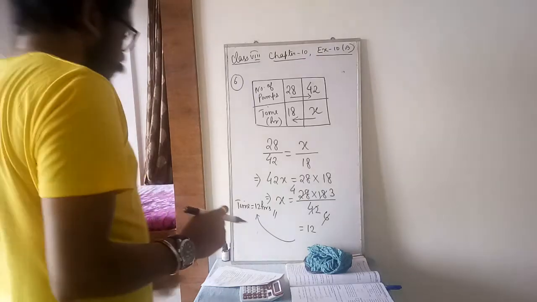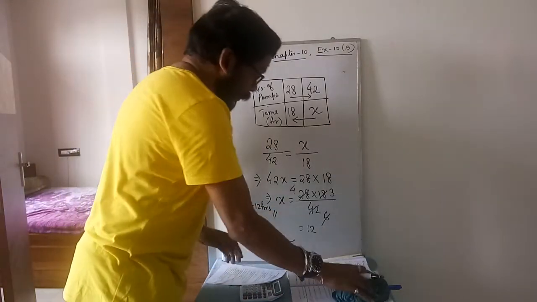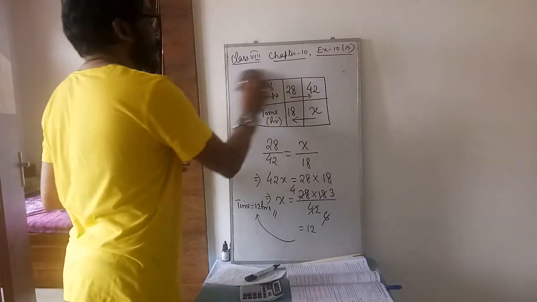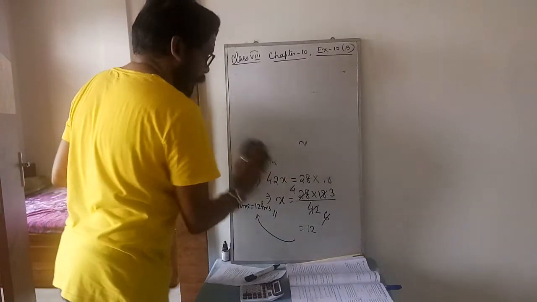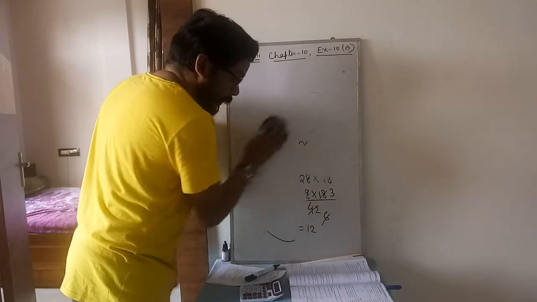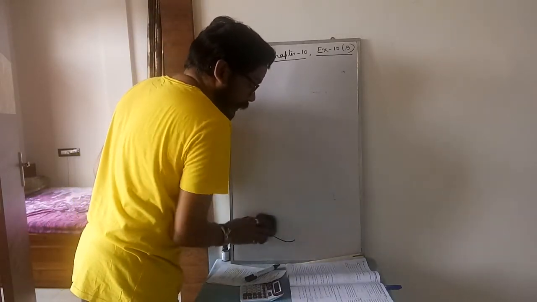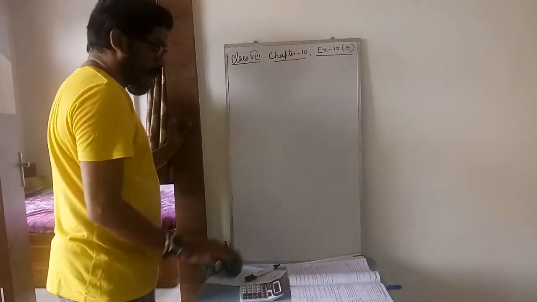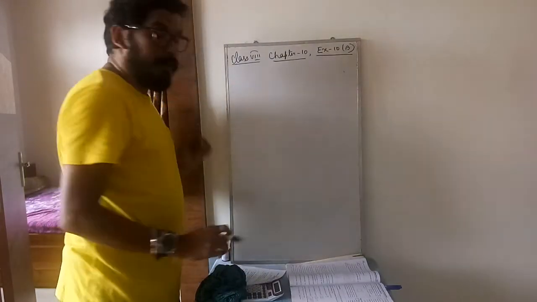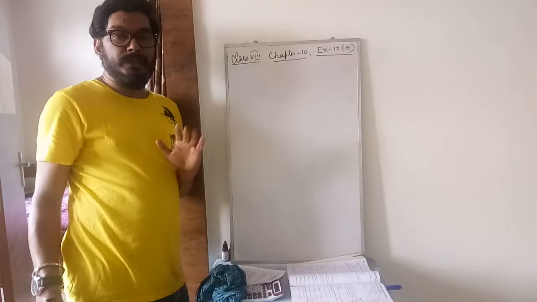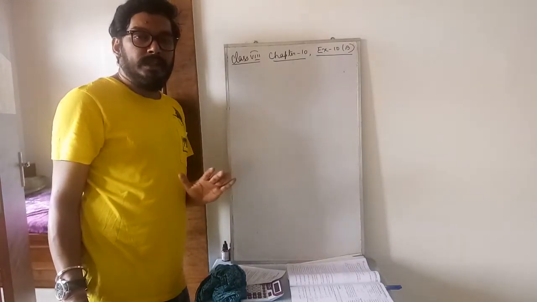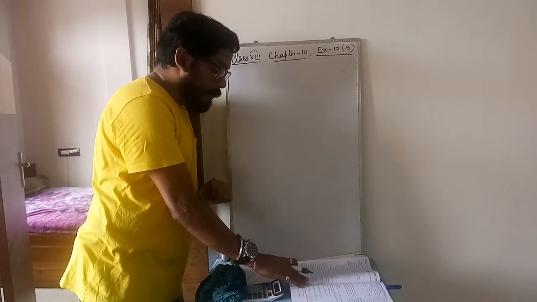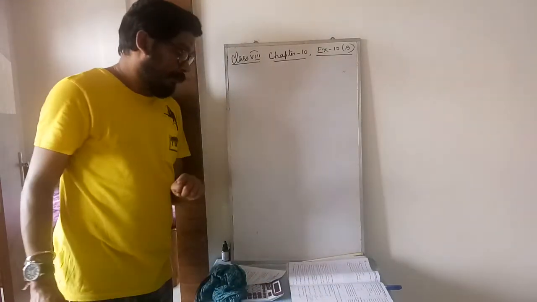Time equal to 12 hours. Okay. Now we will go for question number 7. What did they say? A stock of food grain is enough for 400 persons for 9 days. Means 400 persons can use that grain for 9 days. How long will the same stock last for 300 persons?